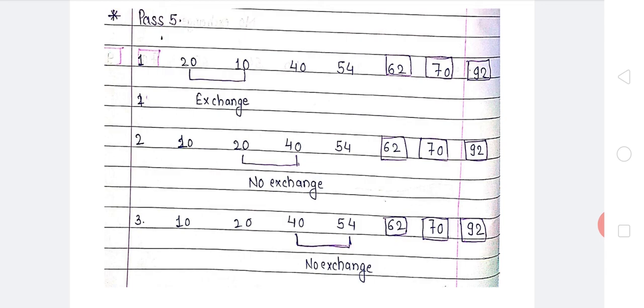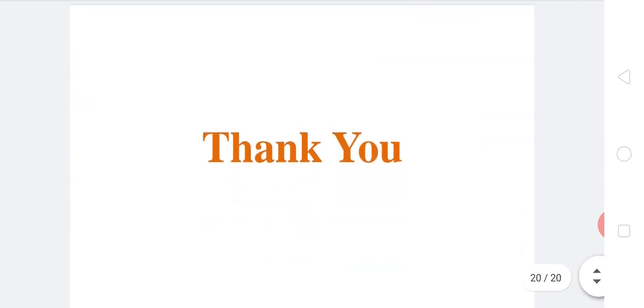Now we can see the output, which is 10, 20, 40, 54, 62, 70 and 92. Then we get the final sorted list. Thank you.